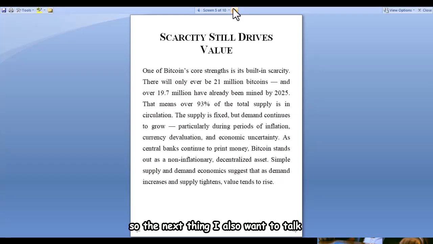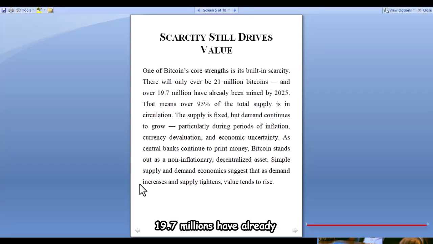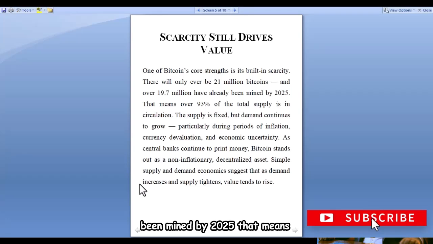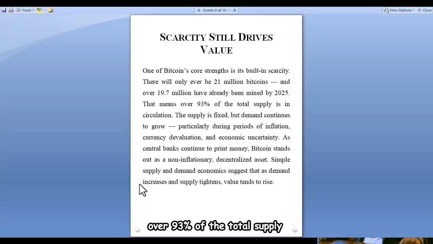So the next thing I want to talk about is that scarcity still drives value. One of Bitcoin's core strengths is its built-in scarcity. There will only be 21 million Bitcoin, and over 19.7 million have already been mined by 2025. That means over 93% of the total supply is in circulation. The supply is fixed, but demand continues to grow.